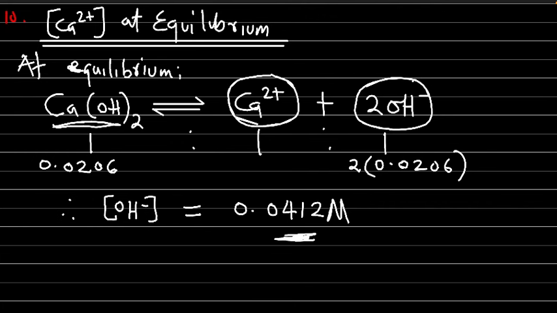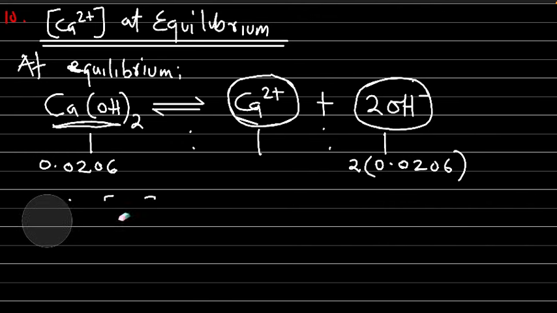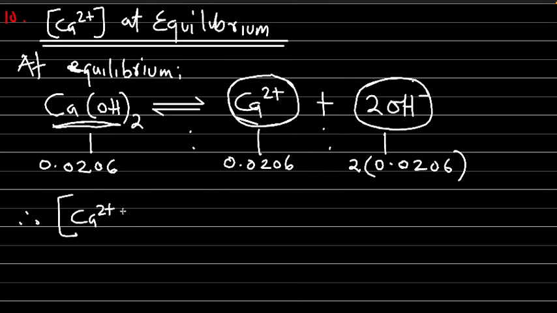Now the ratio here is 1:1. So here is also going to be 0.0206, just to correspond to what we have here. So, therefore, the concentration of calcium ion is 0.0206 molar.